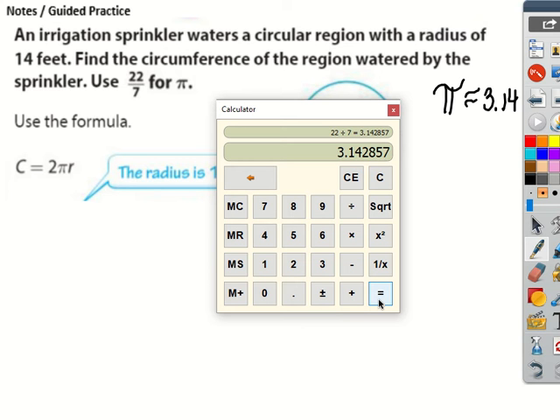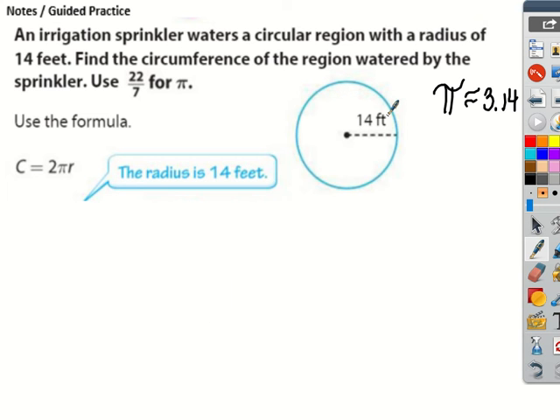Now, the time we want to use 22 over 7 is when we can easily cross cancel and reduce before solving. So if you never use 22 over 7 and you always use pi, you're not wrong. And if you use 22 over 7 where applicable, then that works too. So here's what I need you to understand. The formula for circumference is 2 times pi times r, okay?